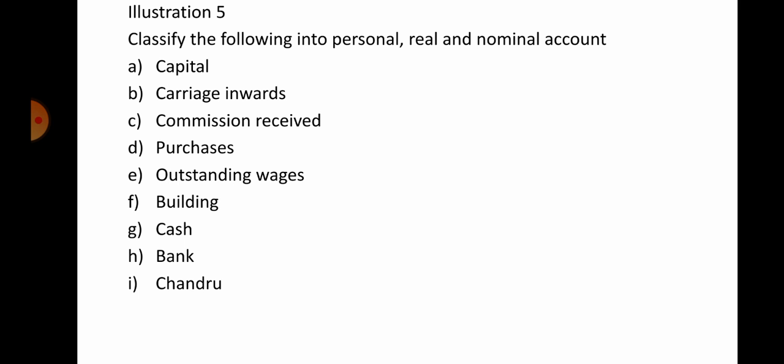Then building. Building is an asset. Property. Property in the sense it is what account? Real account. Yeah. Cash. Cash is also an asset. That is real account. Bank. Bank in the sense in the bank we'll be having personal accounts. Ram account in Canara Bank. Sam account in State Bank of India, like that. So bank is a personal account. Next, Chandru. Wherever you see the name in the account, you can simply tell it as personal account.